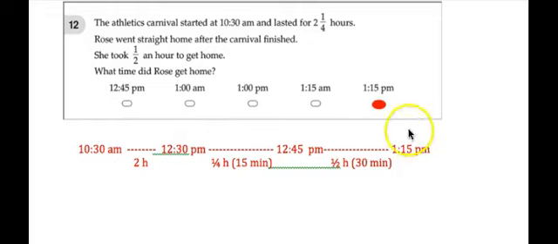Now making sure that that's 1:15 p.m. Because we end up in p.m. time from this 12:30, so this is the afternoon, ending up with 1:15 p.m., not 1:15 a.m.